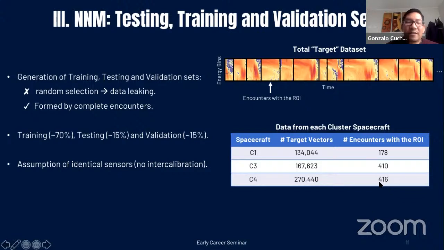But for now, this is the highest number that we have. And because this number is small, what we have decided is to use all this data together to create a single model, which means that we have to assume that the sensors are identical. They are not identical. The energy beams are centered at different energies for each spacecraft. However, they are quite close. So our assumption is still valid, and we have used around 440,000 target vectors to create this model.